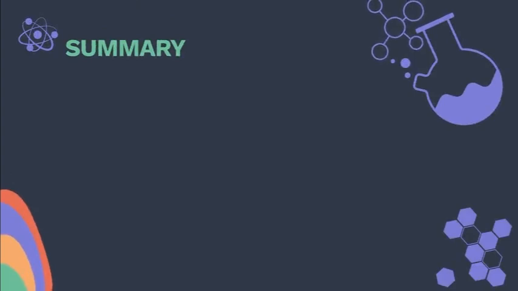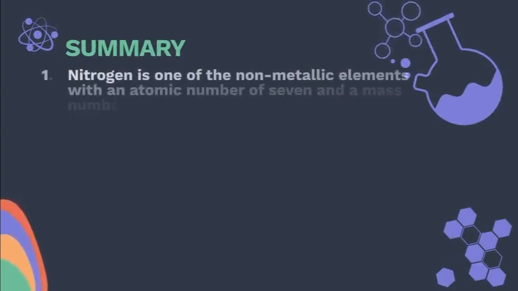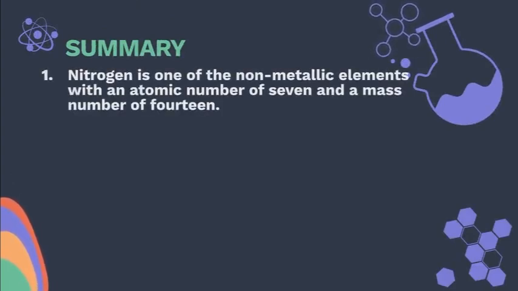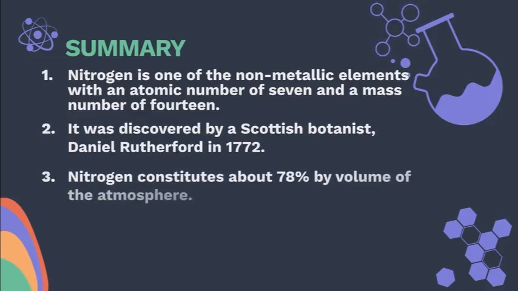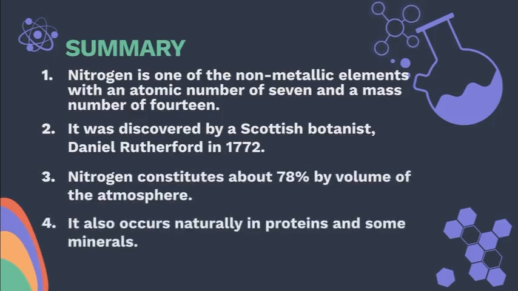Now let's do a quick recap of what we've learned about nitrogen in this lesson. Nitrogen is one of the non-metallic elements with an atomic number of 7 and a mass number of 14. It was discovered by a Scottish botanist, Daniel Rutherford, in 1772. Nitrogen constitutes about 78% by volume of the atmosphere. It also occurs naturally in proteins and some minerals.